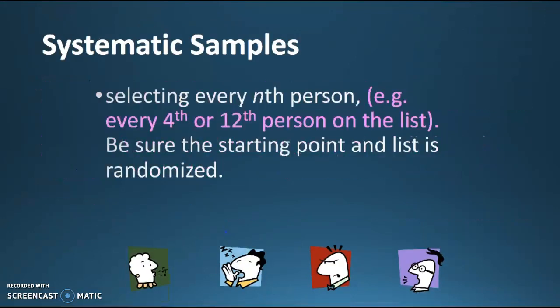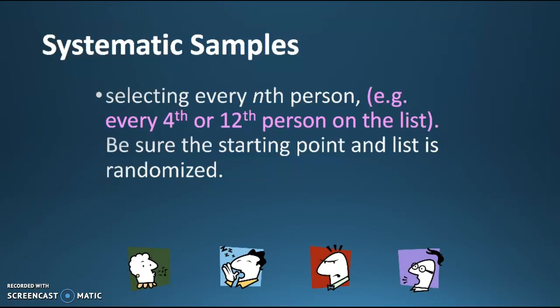Systematic samples. This is just a simple way to select every certain number of person, like every 4th person, every 12th person on your list. Make sure your starting point and your whole list is randomized. Of course you wouldn't want to do this in alphabetical order because it's going to make it so certain people are selected more than others, or you have to have a lot of people with S last names or T last names or L last names, it might mess things up. So you want to scramble your list first before you select every 4th person.